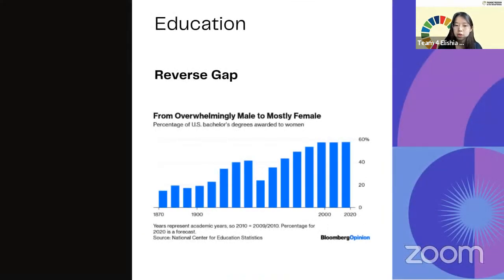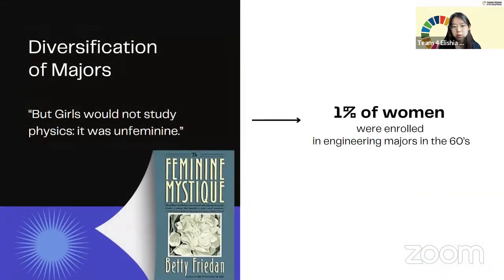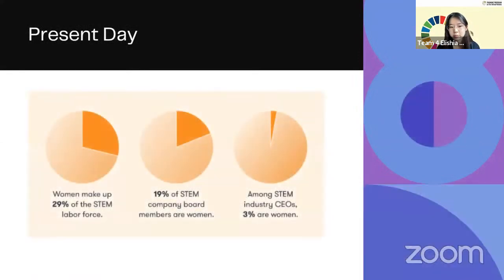There was a phenomenon called the reverse gap, where women were outperforming men in enrollments and education results, as you can see in the graph. This is different from before, when education for women wasn't seen as mandatory. Not only did women get an increase in education, they were also able to study a much more diverse number of majors. If we go back to The Feminine Mystique, there was a line that stated, "But girls would not study physics. It was unfeminine." In fact, only 1% of engineering majors in the 60s were women. Now, as you can see by the graph below, there is actually an increase in women studying STEM.